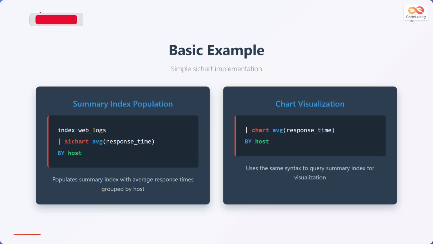Here's a practical example of how the sichart command works. When you run a search like index=weblogs | sichart avg(response_time) by host, this command populates a summary index with average response times grouped by host. The beauty of this approach is that you can then use the regular chart command with the exact same syntax to query the summary index for visualization. For instance, chart avg(response_time) by host will use the precomputed summary data for fast visualization, dramatically improving performance for repeated queries and dashboard updates.